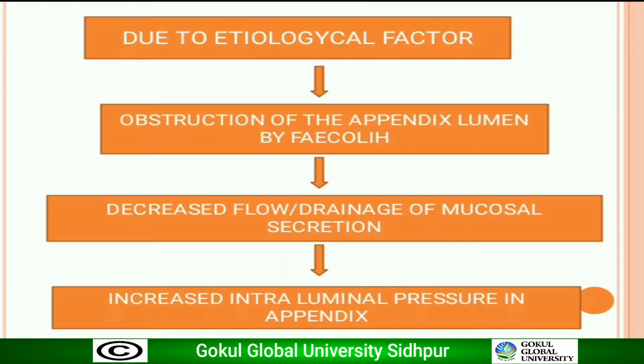The pathophysiology. Due to etiological factors, there is obstruction of the appendix lumen by fecolith. The fecolith means human feces. Due to fecolith, there is a decrease of blood flow and mucus secretion. And the secretion of the mucus is decreased, so the intraluminal pressure in the appendix increases.